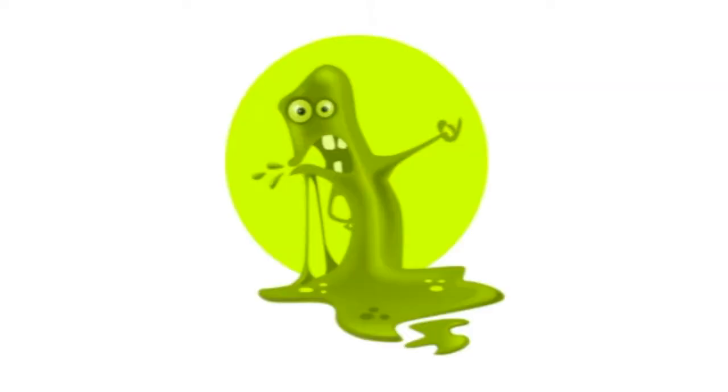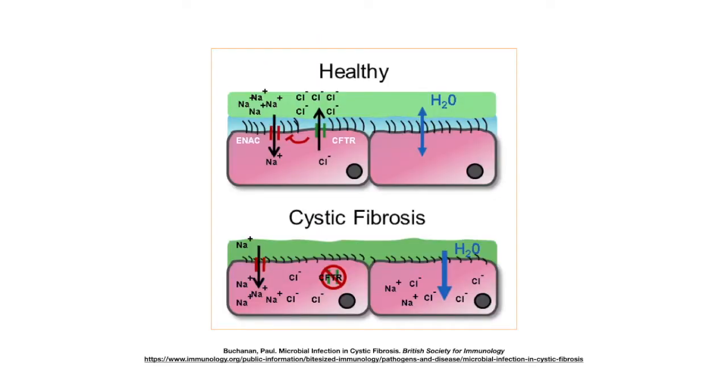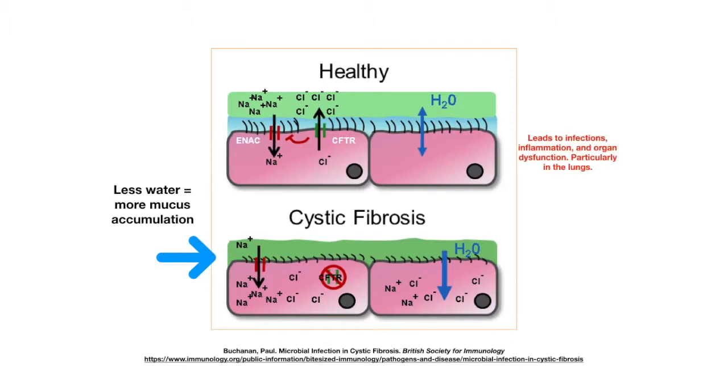CF is fundamentally a disease of mucus. It occurs because of absent or defective CFTR protein that is responsible for the movement of chloride from the inside of the cell to the outside. This leads to a decrease in the amount of cell surface fluid, which impairs ciliary function in various parts of the body, resulting in the accumulation of mucus. Mucus builds up in the lungs, the pancreas, and the intestines.